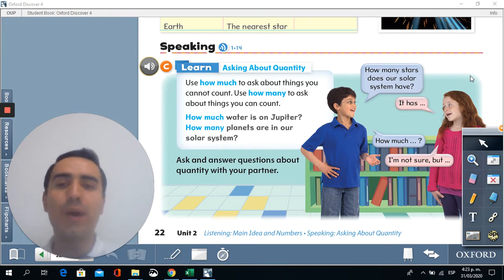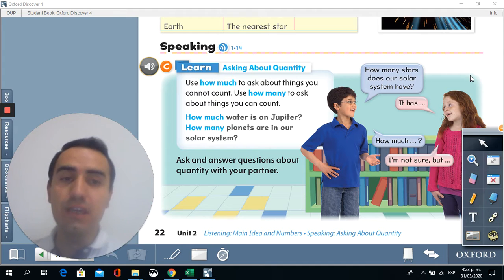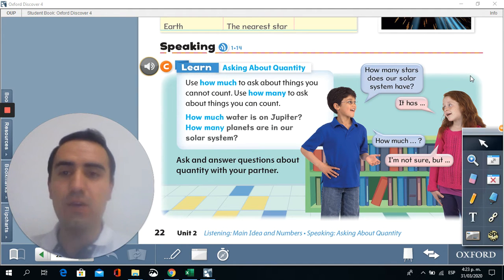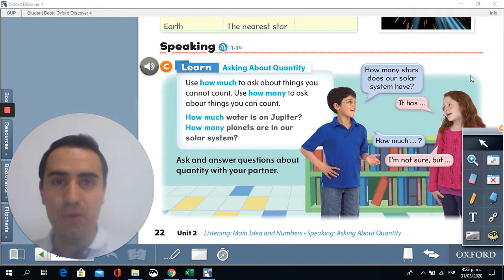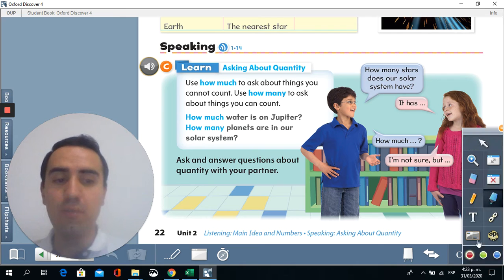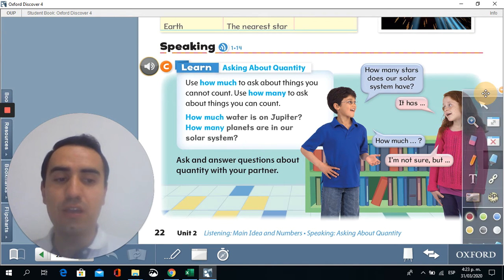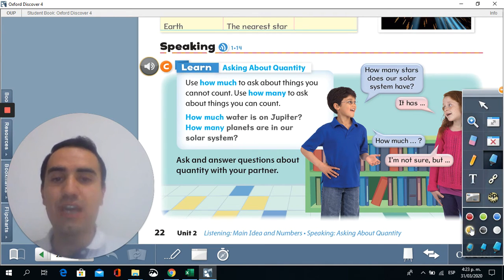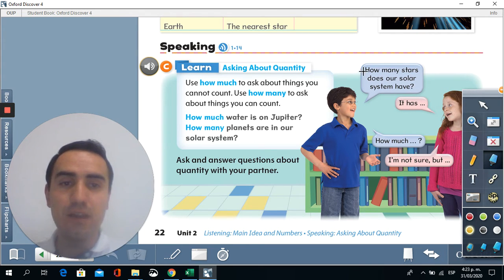Asking about quantity using how much and how many. So as you can see, after you had seen the video and heard the conversation and checked what we're using, you probably already noticed that we are using two important words that will help us understand this topic. We can find in the conversation that they are using how many and they're using how much.